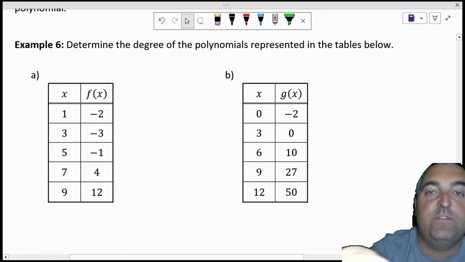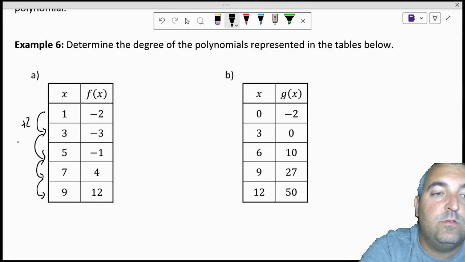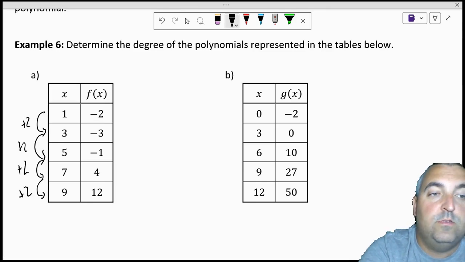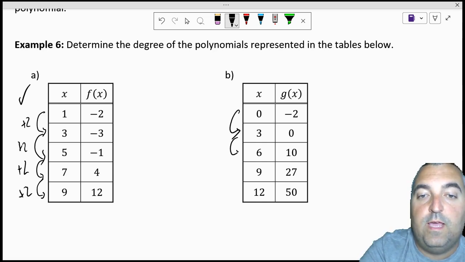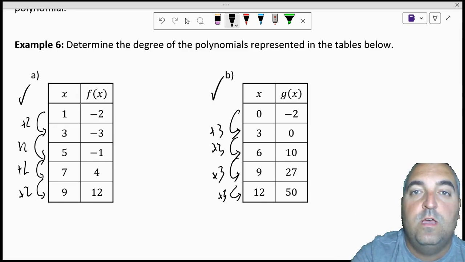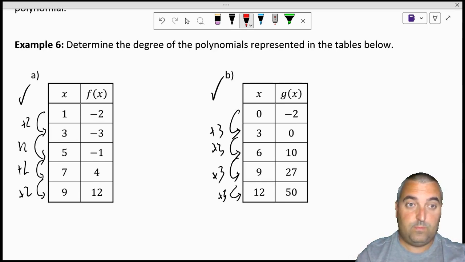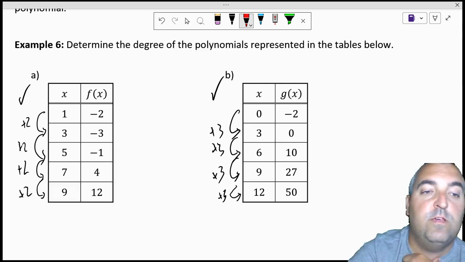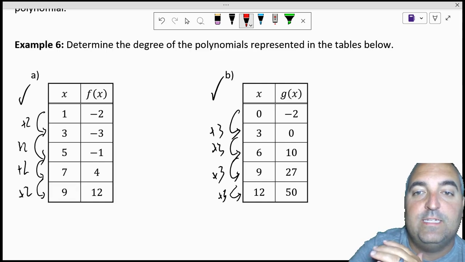All right, so the first thing we have to check is that these input values go up by the same amount. So plus 2, plus 2, plus 2, plus 2. So that is a check for the equal length input intervals for the first one. And the second one we have going up by 3s. So also check, input intervals are equal length. So we're good there. Now we're going to do the same thing with the outputs, but we have to keep doing it until we get a constant difference.